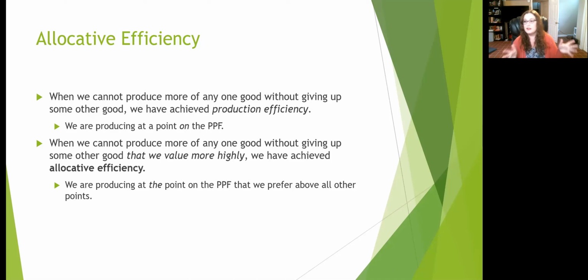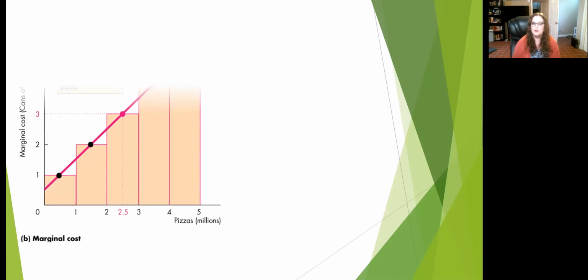At that point, I can't really get much happier. I'm not going to be as happy with 5 million pizzas. I'm not going to be as happy with only 15 million sodas. Instead, I kind of want to be at like 2.5 million pizzas and like 10 or 11 million sodas happy. We call that point where we can't really give up anything without getting something less valuable to us. If we're at that sweet spot, we call that being allocatively efficient. And that's the point that we prefer over all others.